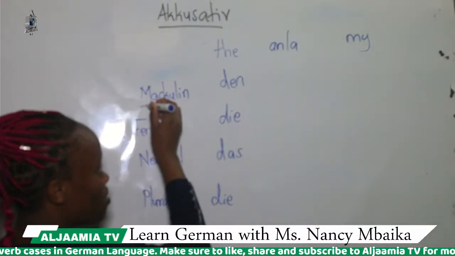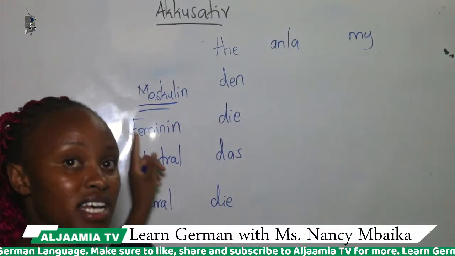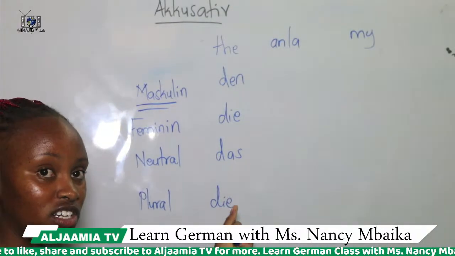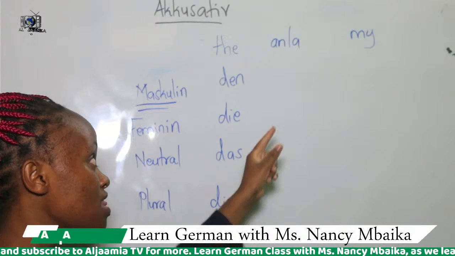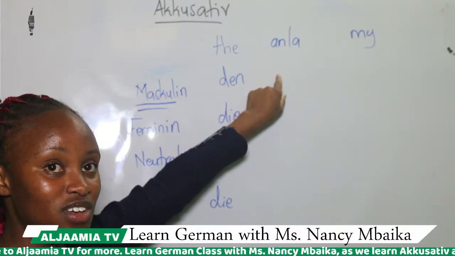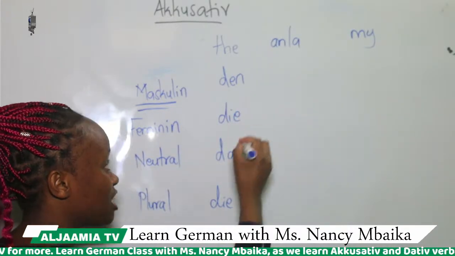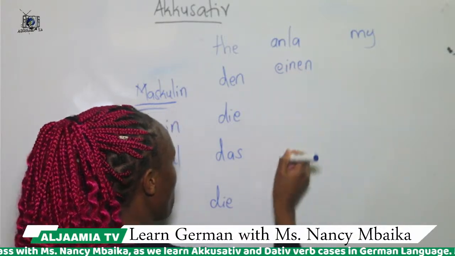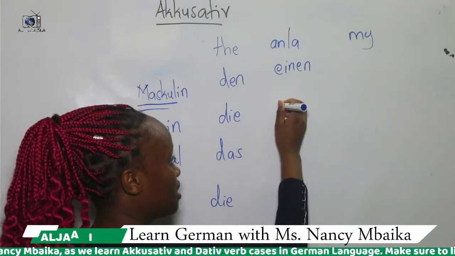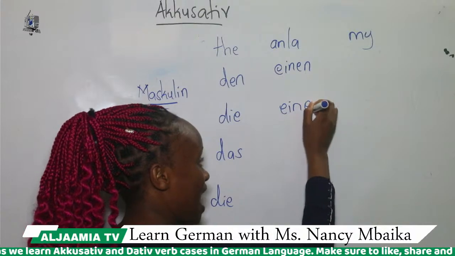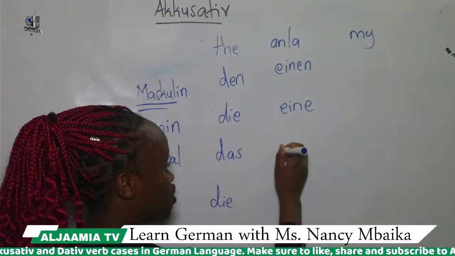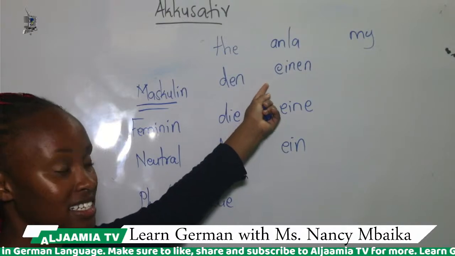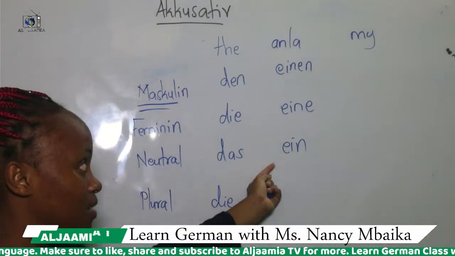So I need you to be paying much attention to the masculine gender. Only the masculine in accusative, the article changes. Der changes to den. So that means even ein is going to change to einen. Let us put it down. Ein changes to einen. We also have the feminine one, it will remain to be the same. And so will the neutral case. So you have einen, eine, ein.